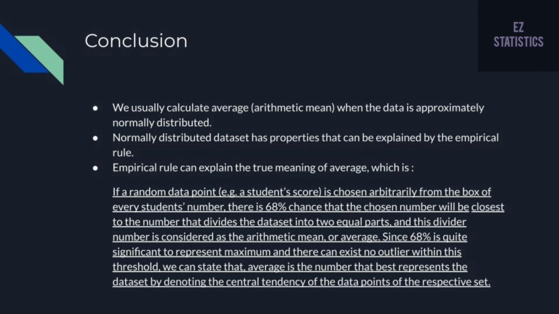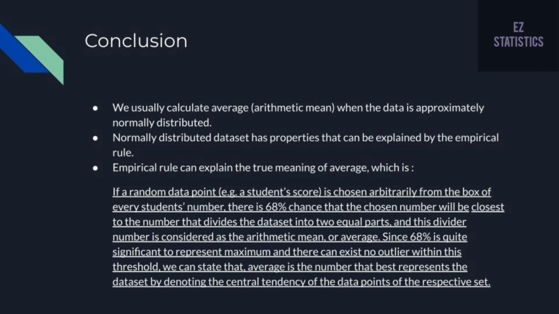So now, we can conclude the following points. Average is a measure of central tendency since we usually calculate it only when the data is normally distributed. And a normally distributed dataset has properties that can be explained by the empirical rule. The empirical rule, on the other hand, can describe the connection between average and probability. If a random data point is arbitrarily chosen from a box of data, there is a 68% probability that the chosen number will be closest to the number that divides the dataset into two equal parts, and this divider number is considered the arithmetic mean, or average.